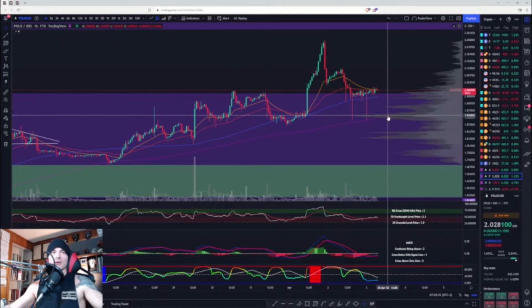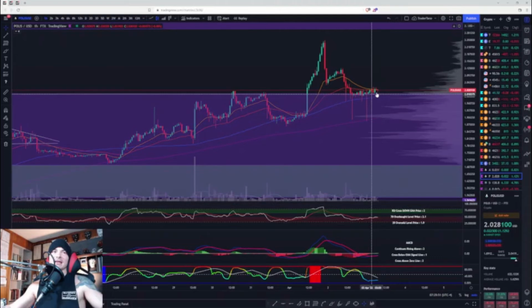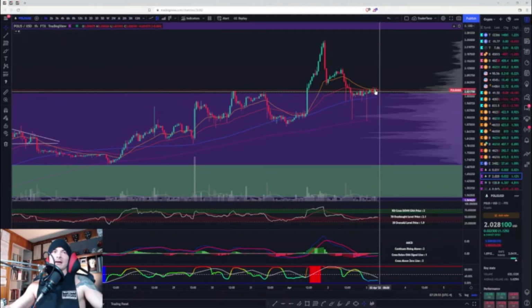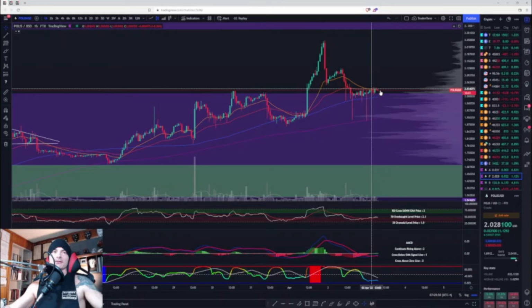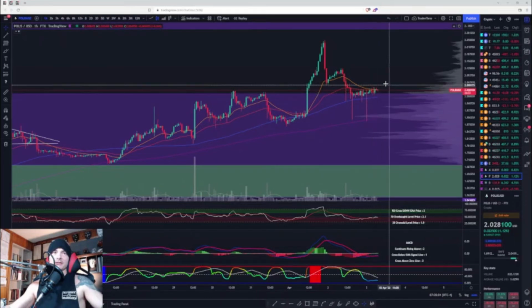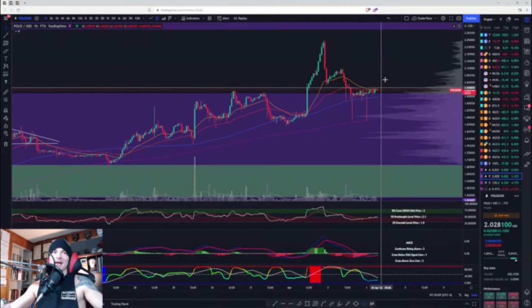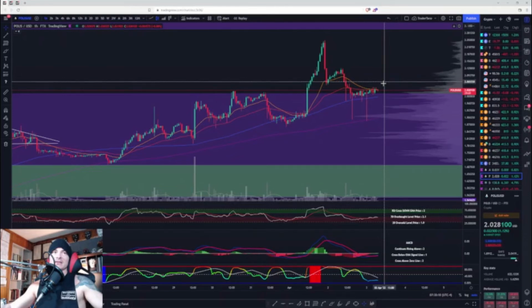Next stop would be the 200 and the point of control on the VPVR at 191.5. So right now we're going sideways, so we've got to see which way we're breaking out. These moving averages are converging now. Right now, it looks a little more bullish than bearish. But we need to stay with this momentum to the upside. We need to get back above this last support that's now resistance at 205.